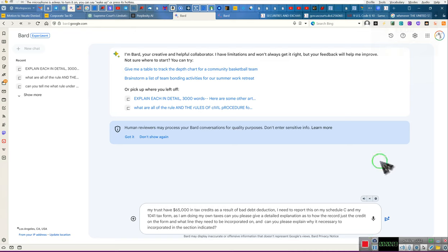Those of you who receive the tax credit and you're going to your tax agent, we cannot tell you how to fill out your form. However, let's do an exercise, shall we?